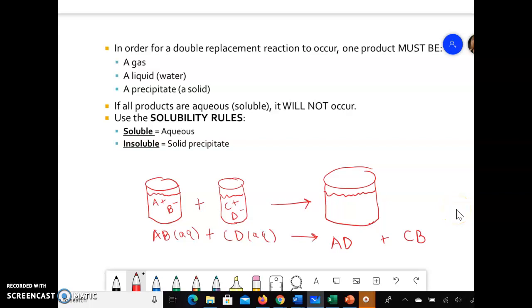Alright, this lesson is going to be all about double replacement reactions, and just as a reminder, this is where you have two couples and they both switch partners, so you end up with two new compounds on the other side.